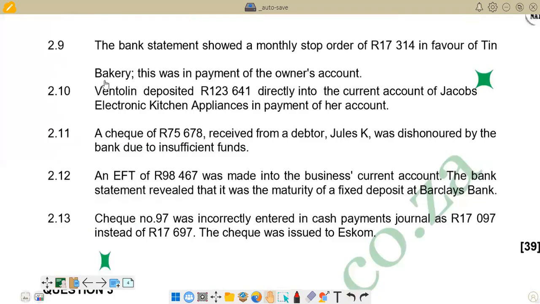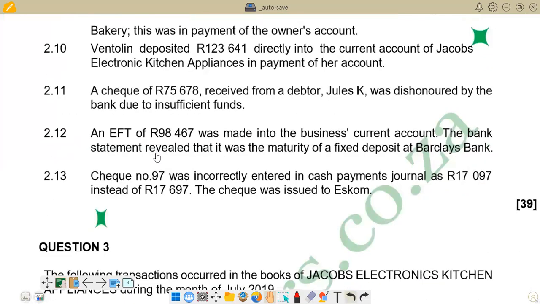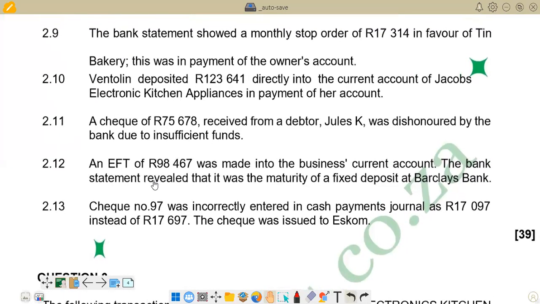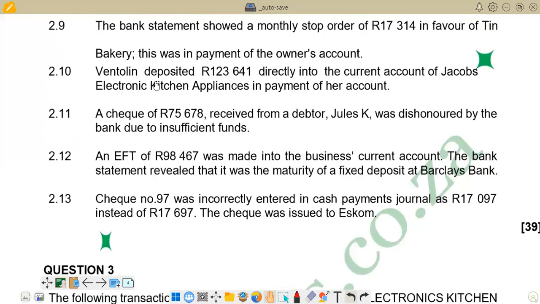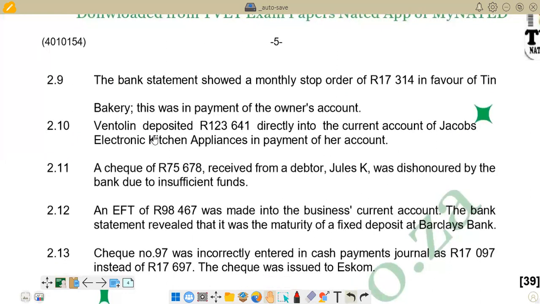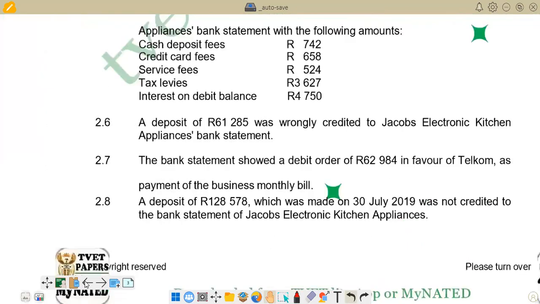We have something there in terms of the information. Our information is going down to 2.13. So we can go item by item and try to pick which one is being affected in terms of the cash book and bank reconciliation.